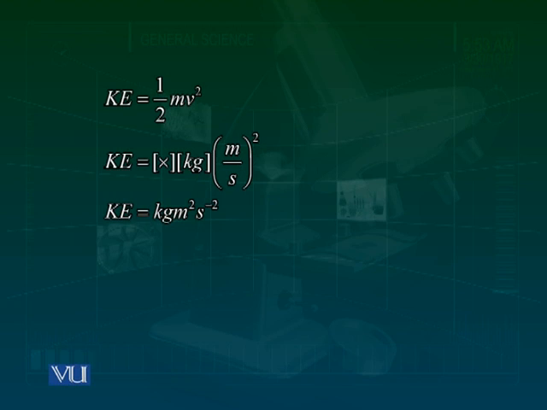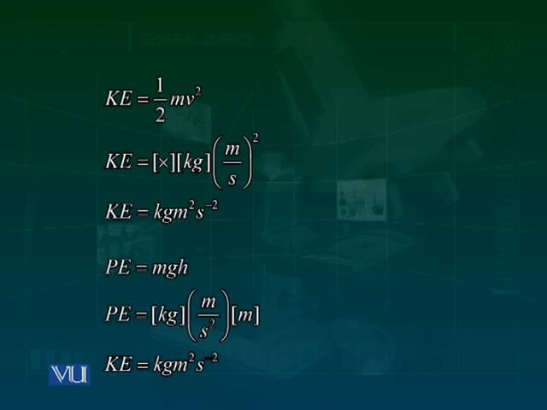Substituting it in the formula for kinetic energy, the kinetic energy should have a unit which is kilogram meter per second squared, because we have velocity squared, giving us a unit of kilogram meter squared second minus 2, or kilogram meter squared divided by second squared, which we say is the unit of kinetic energy.